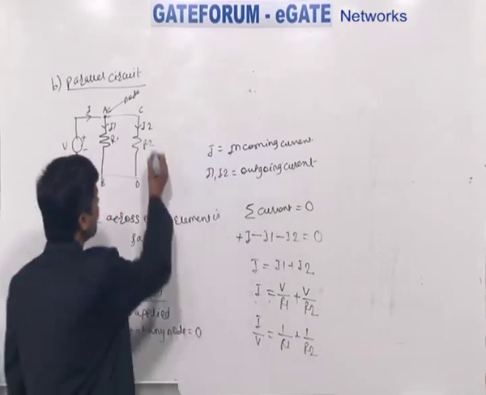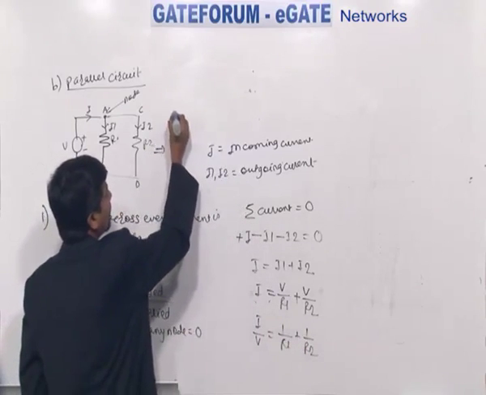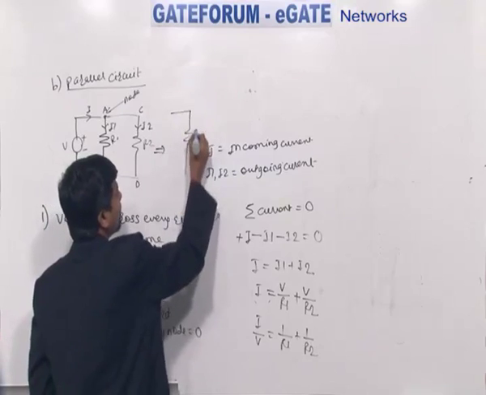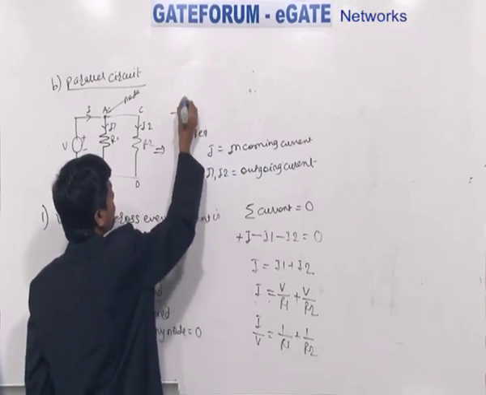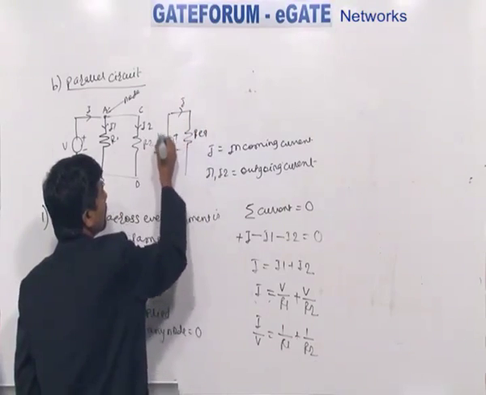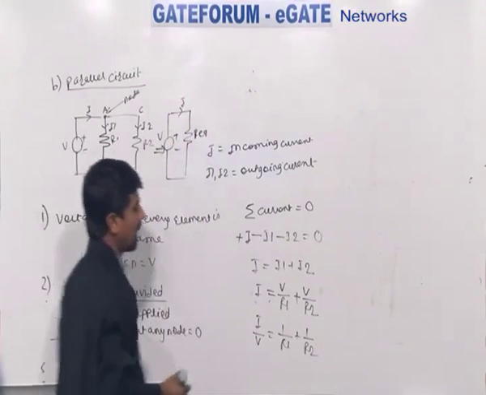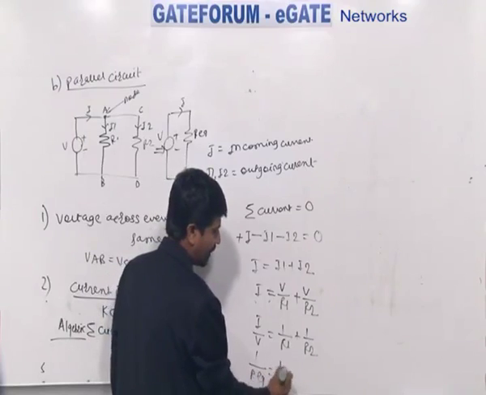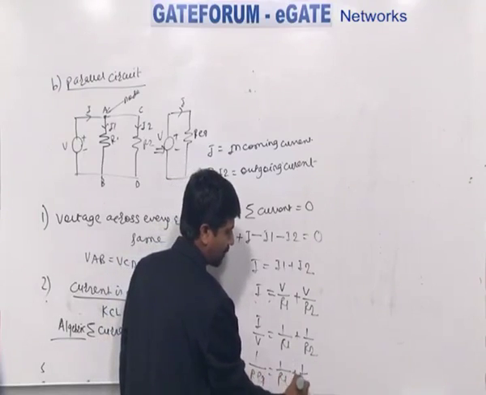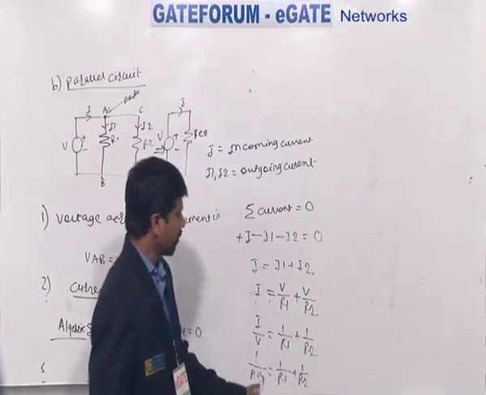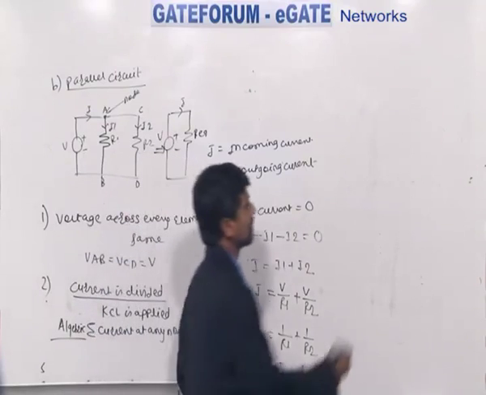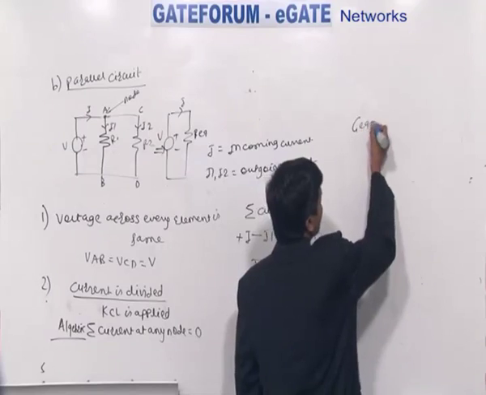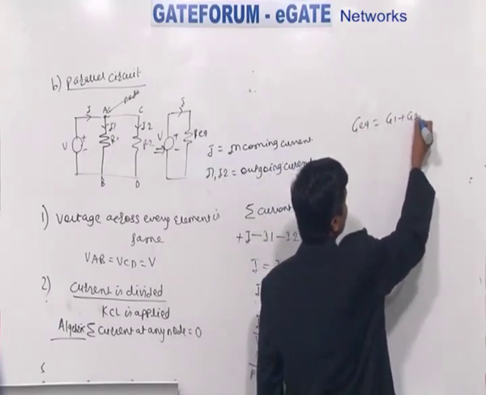But what is I divided by V? If we draw the equivalent circuit of this, I divided by V is nothing but 1 upon R equivalent, where V is the applied voltage. So, 1 upon R equivalent is equal to 1 upon R1 plus 1 upon R2. The reciprocal of resistance is nothing but admittance or conductance. So, G equivalent is equal to G1 plus G2.